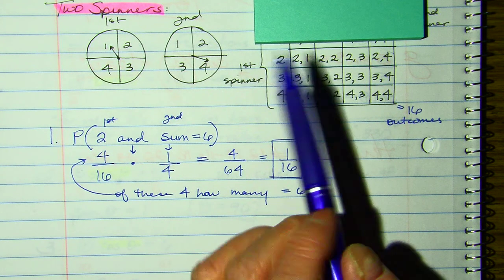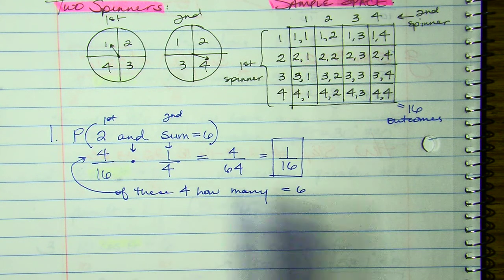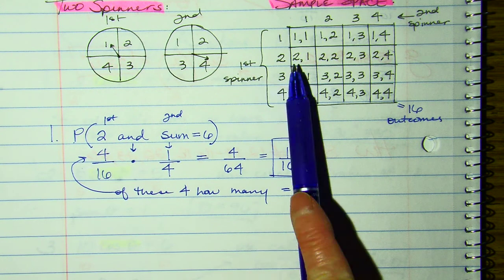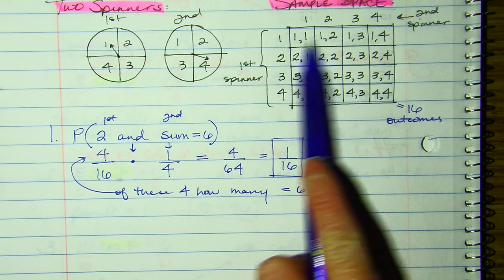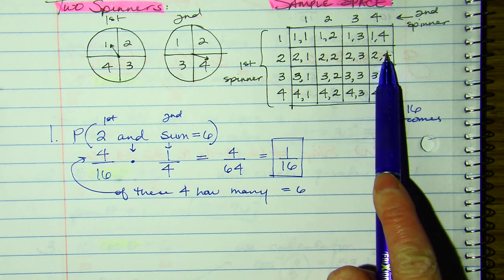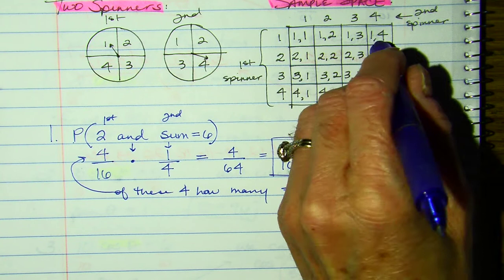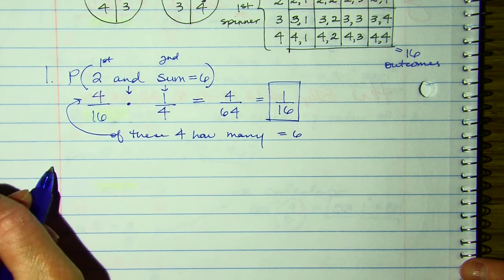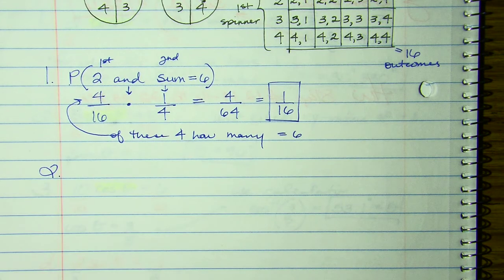Another way is if you just were to look at all of these. Another way to do it: how many have the probability that the first is a 2? So I'm looking at these 4. And only one of these 4 qualifies as a sum of 6, so 1 out of 16. So there are 2 ways to do these, whichever conceptually makes the most sense to you.